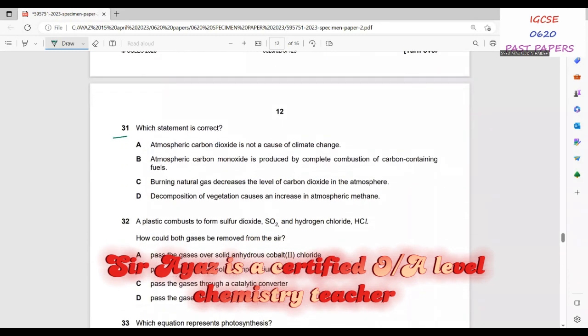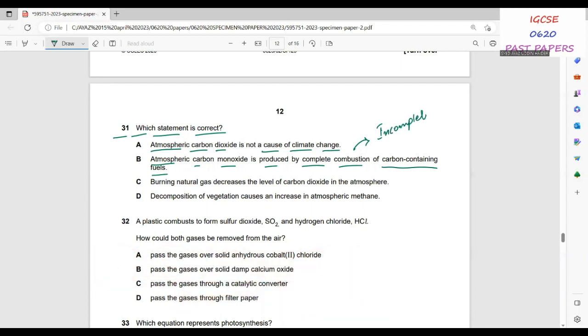31. Which statement is correct? A. Atmospheric carbon dioxide is not a cause of climate change. This is wrong. It is responsible for climate change. B. Atmospheric carbon monoxide is produced by complete combustion of carbon-containing fuels. No, it's produced due to incomplete combustion, not complete combustion.